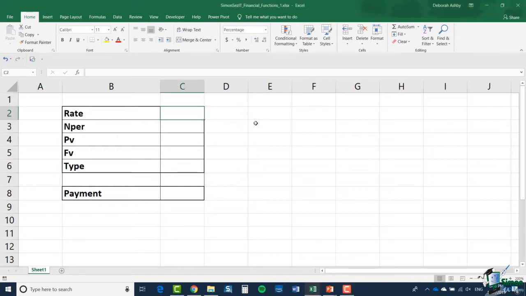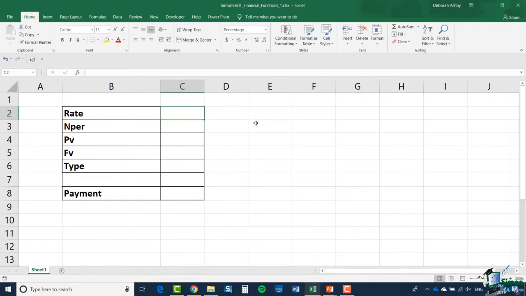One of the first things that takes some getting used to is some of the terminology. So what I have set up here on this first sheet to begin with is a set of 5 things in cells B2 to B6. We have rate, NPER, PV, FV, and type. I'm going to explain what all of those are, and then we're going to be able to calculate a payment.